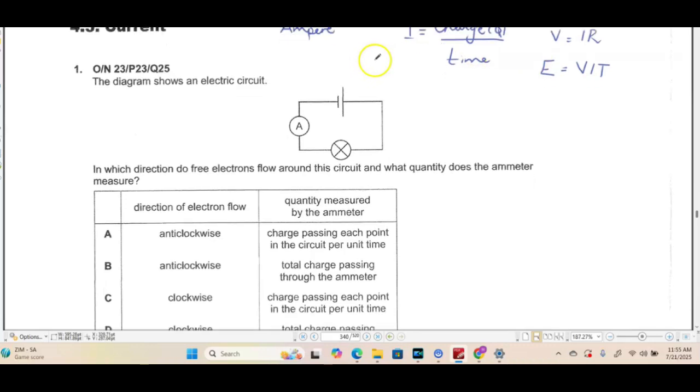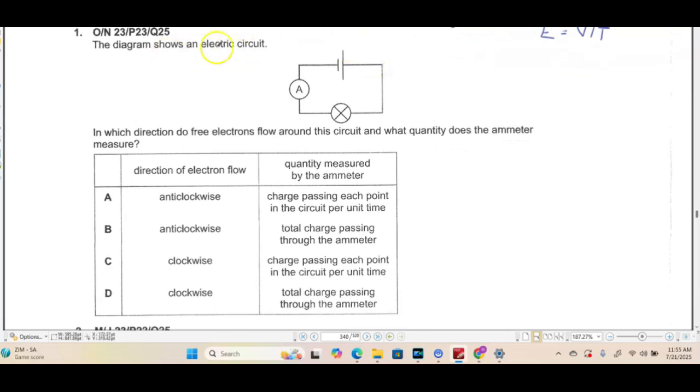Okay? So let's start with question number 1. The diagram shows an electric circuit. In which direction do free electrons flow around the circuit, and what quantity does the ammeter measure? Okay, there are two types of current. Not two types of current, but one current that we deal with every day, and especially in physics, that's called conventional current.